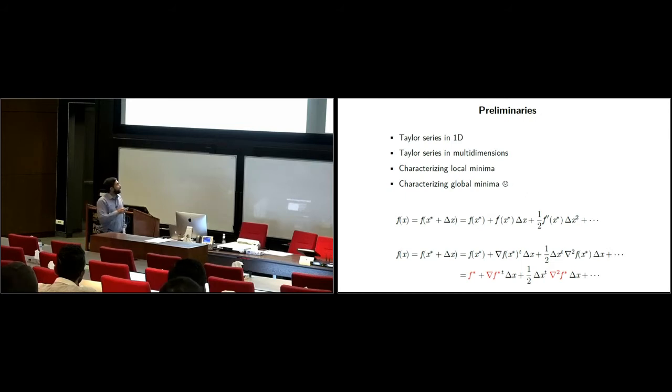Okay. So the Taylor series expansion for a function f around a point x star is f of x star plus delta x, and then you just write it like this. I'm not going to explain it a lot, just something that you can memorize. It's the value of the function at x star, plus the derivative of the function at x star times delta x, plus the second derivative of the function at x star times delta x squared, and so on. You can add all these terms.